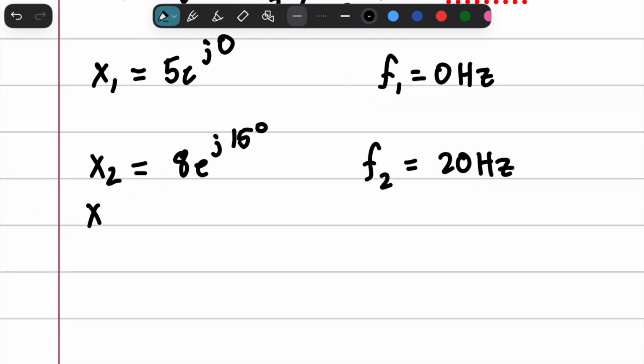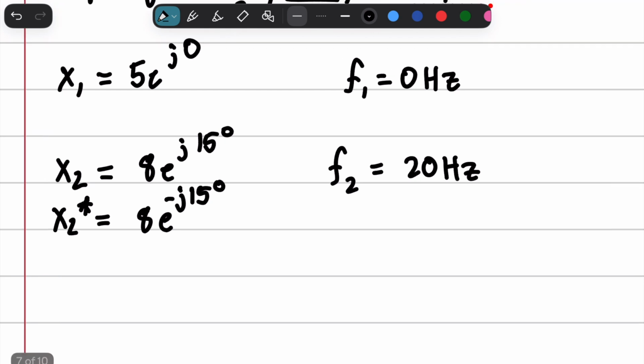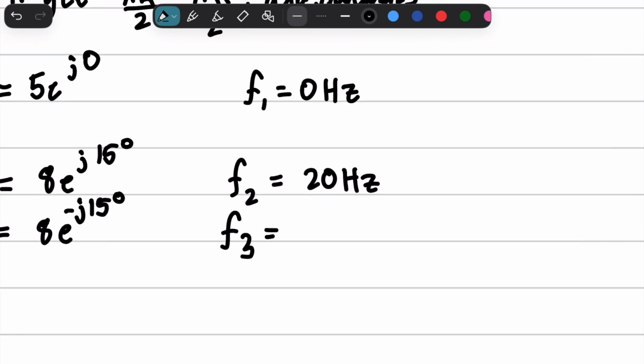And then this is super easy. We just have to get the complex conjugate portion, and it's just going to be 8e to the j. And remember, every time you see this j when you're doing the complex conjugate, you have to put a negative sign. And then our frequency conjugate is just going to be negative 20 hertz.